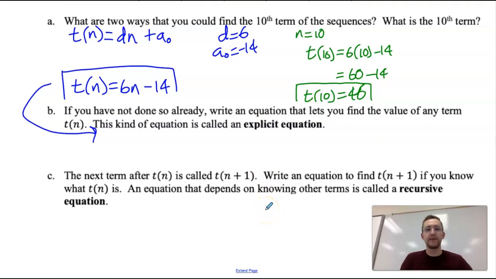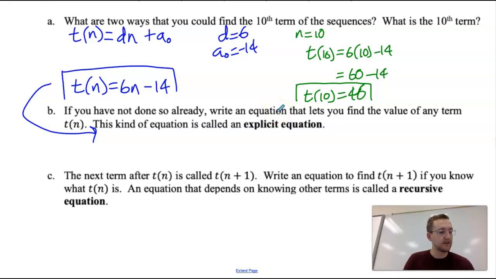So the next term after T of n is called T of n plus 1. So again, if we have T of n, we're adding 1. That's just the next term in that series. So if we want to write an equation to find T of n plus 1, if you already know what T of n is. We know T of n is 6n minus 14 from up on top here.